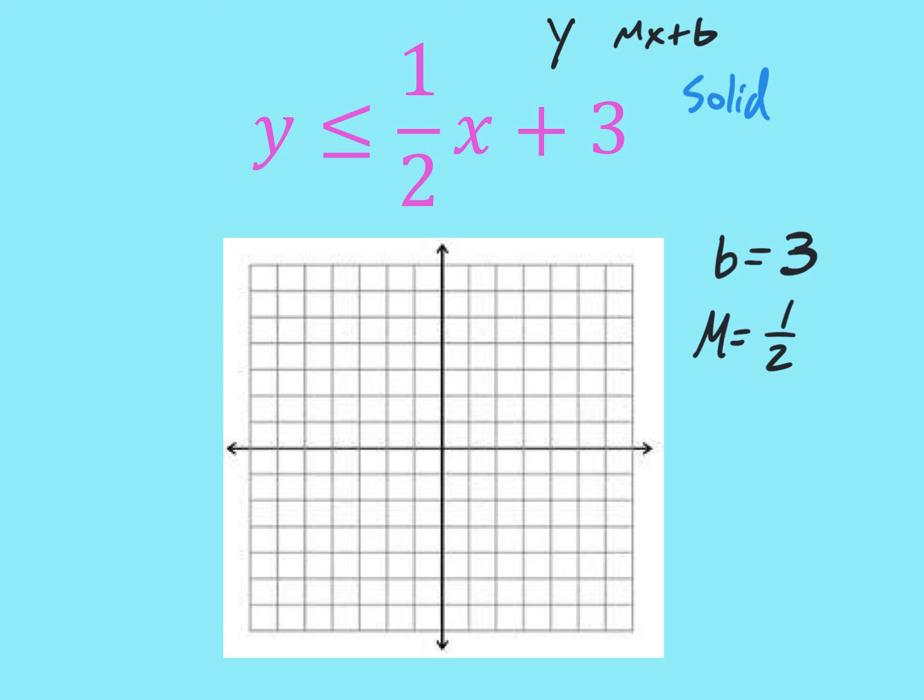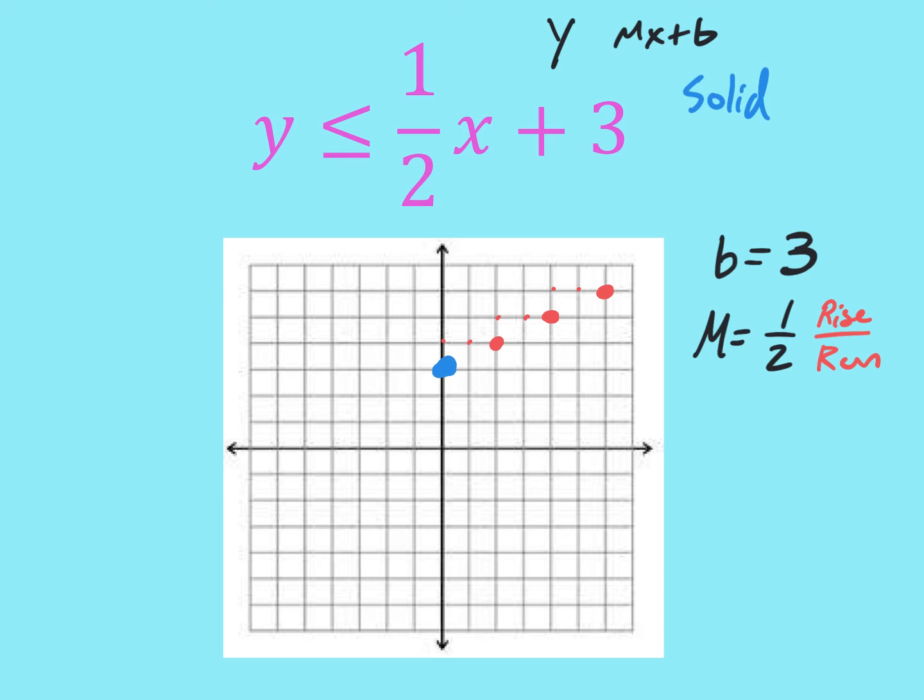Now, you have identified all the things you know to do so far. So guess what? You got to graph it. So you're going to start by putting your b value in there. So that is at positive 3. So you go up 3 on the y-axis, and there's your dot. Your slope is positive 1 over 2. So that means, remember, it is rise over run. So that means you will go up 1, over 2. Up 1, over 2.